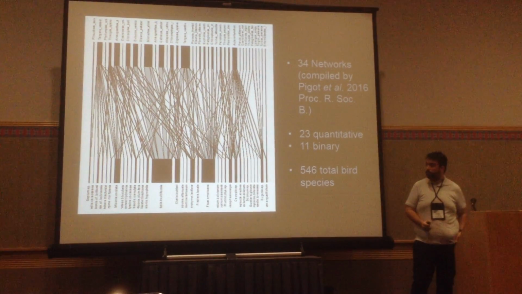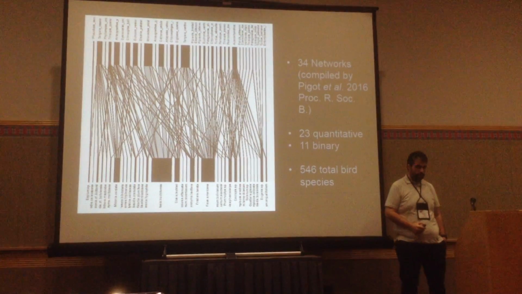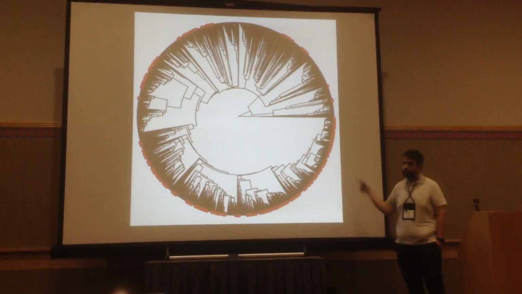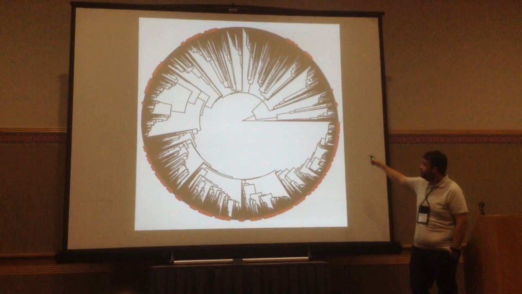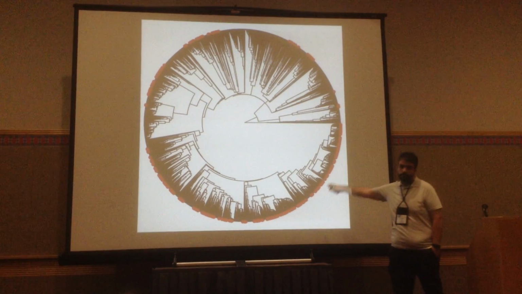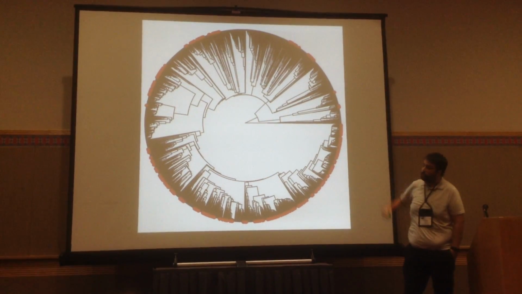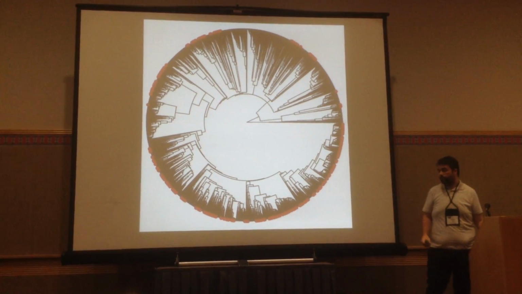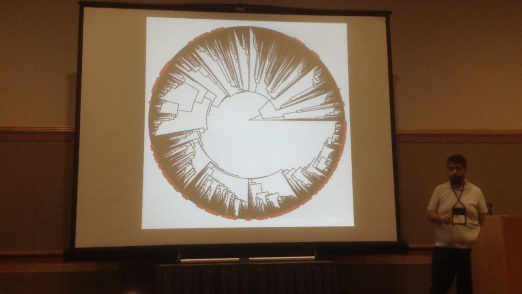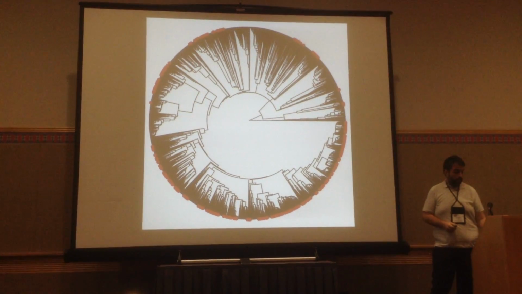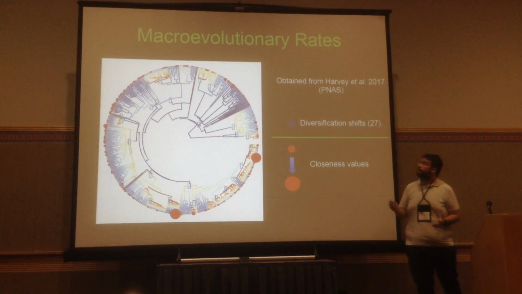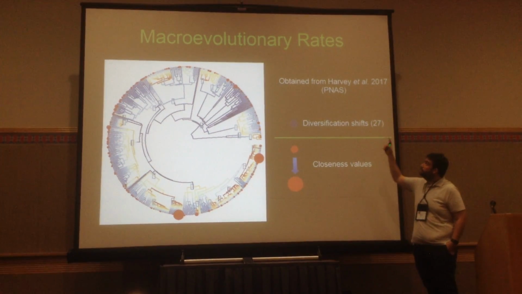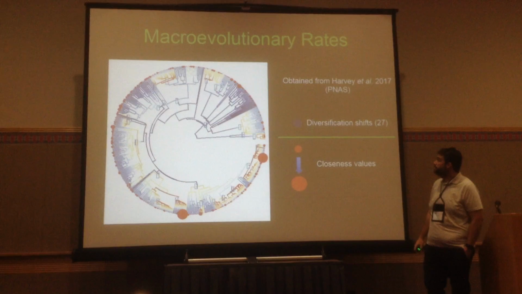And in total, 546 species of birds that are distributed along the molecular phylogeny. So we can see that there's a prevalence of passeriform species, but there are also some other species well distributed along the tree. So this is the network part. We calculated the closeness centrality for now. On the other hand, we also have the macroevolutionary rates, speciation and extinction, that we obtained from the study by Harvey and others published this year.